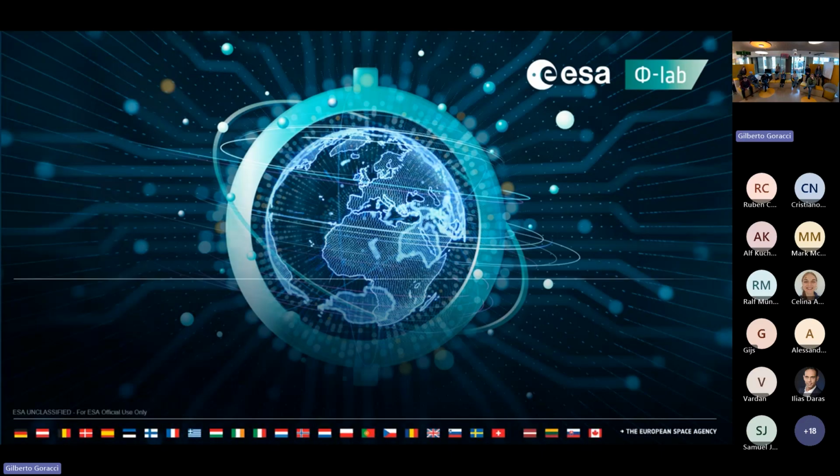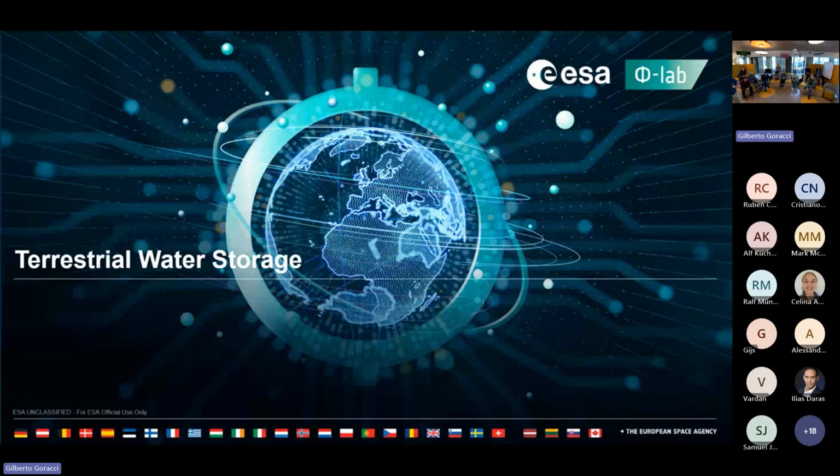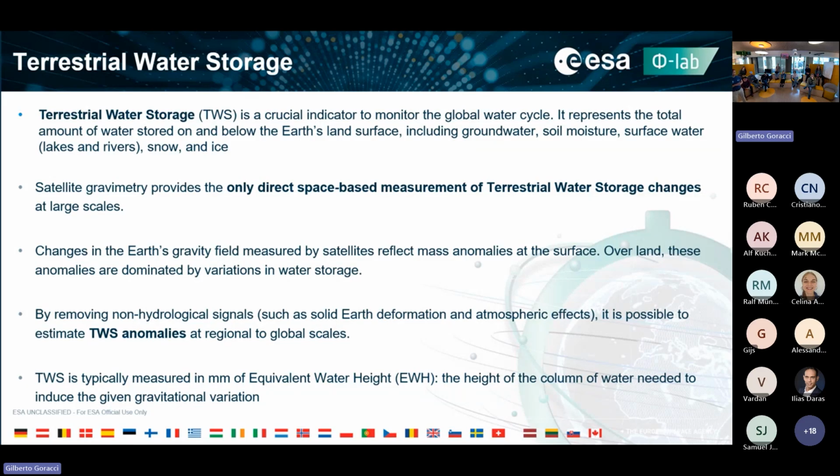So let's talk now about the terrestrial water storage. Terrestrial water storage is a crucial indicator to monitor the global water cycle and basically represent the total amount of water that we can store on and below the Earth. There are four main components, which is land surface, groundwater, soil moisture, surface water, and ice. The groundwater is the most dominant component in the terrestrial water storage. Satellite gravimetry is important because it gives us the only direct space-based measurement of terrestrial water storage on a global scale.